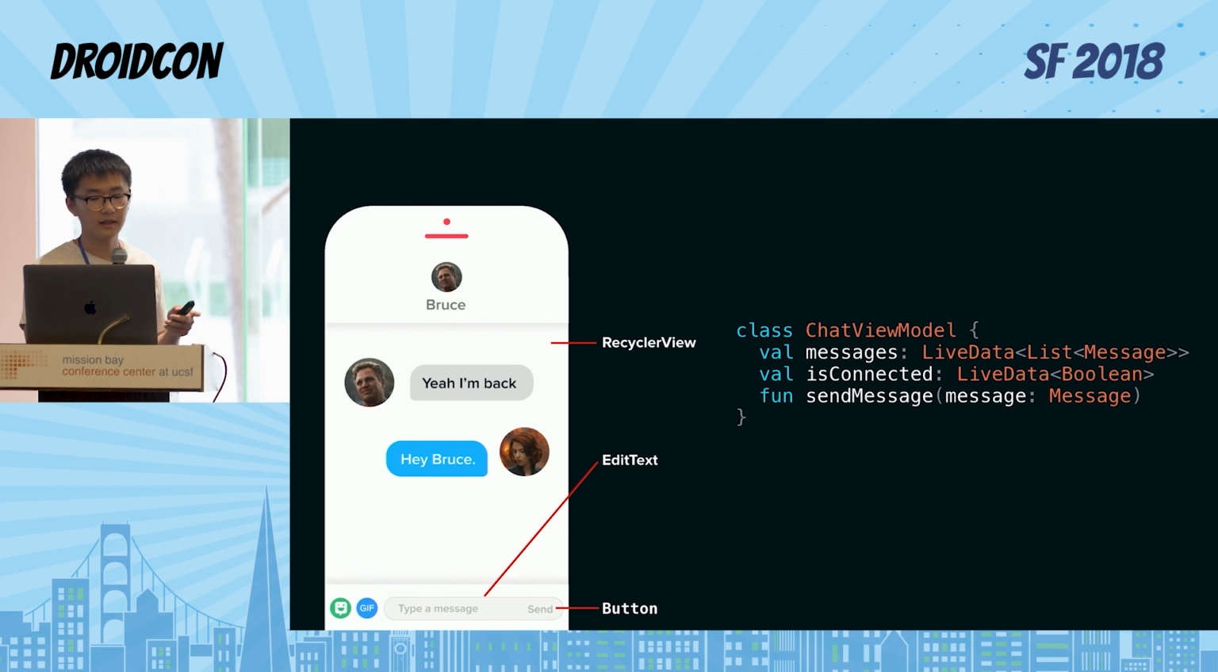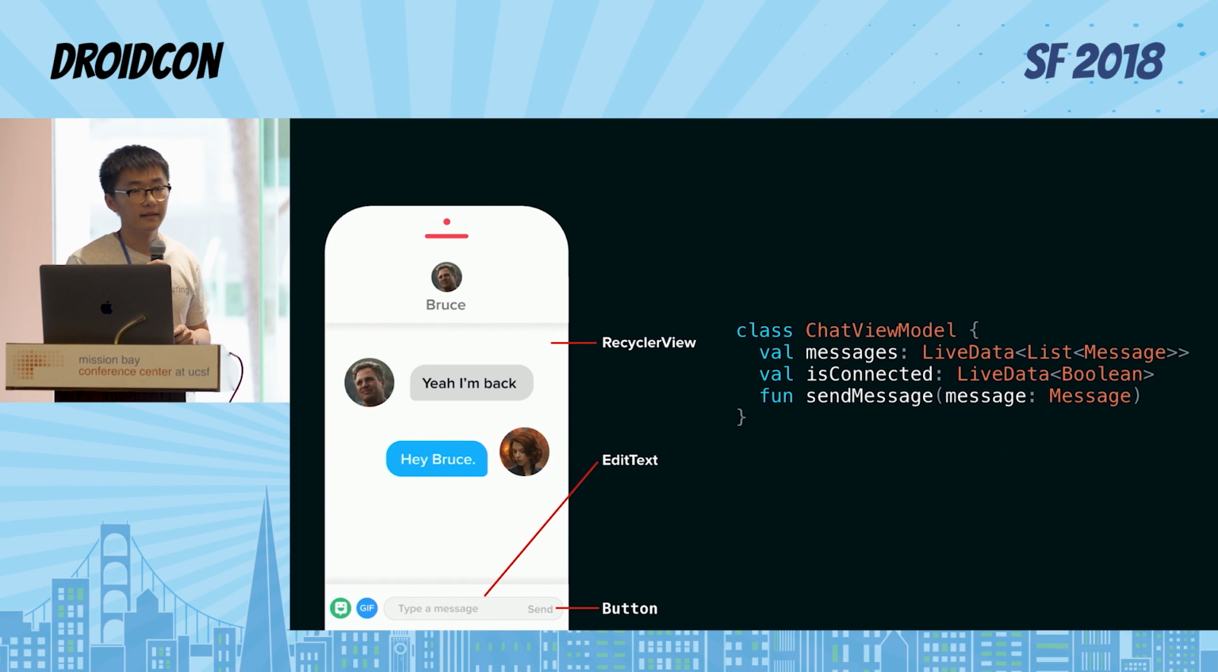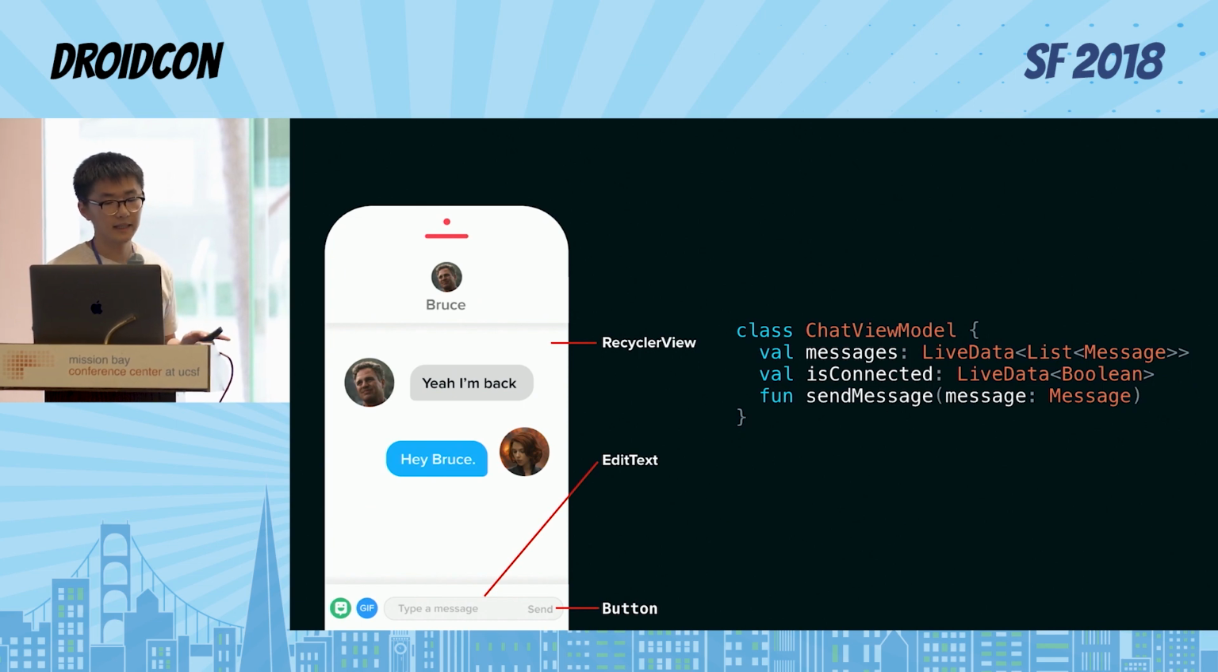The chat view model has 3 properties. It has a live data that provides messages to be displayed on the recycler view. Since we don't want the user to send messages when there's no internet connection, we use an isConnected live data to disable the send button when the app is offline and enable it when the connection is back. In addition, when the user clicks on the send button, the view will call the send message method on the view model.